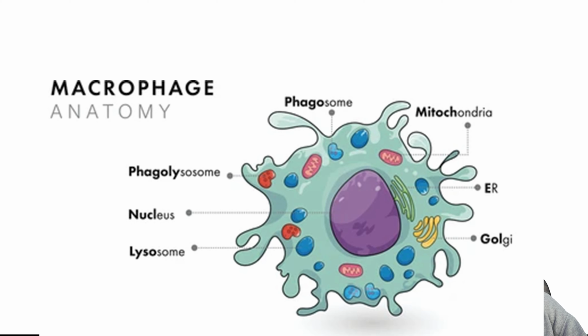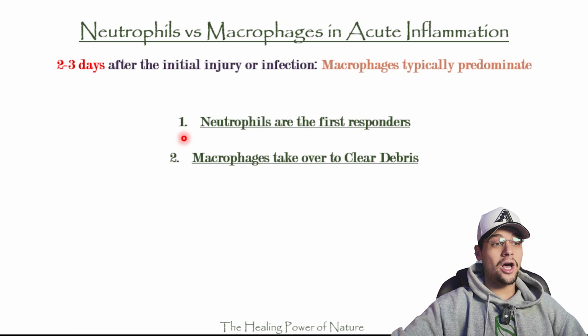So, transition from neutrophils to macrophages. Macrophages typically predominate in inflammation after neutrophils, usually around 2 to 3 days after the initial injury or infection. So neutrophils are the first responders and work quickly to phagocytose pathogens. However, after their initial response, macrophages take over to clear debris and help transition the inflammation from acute to a more chronic or healing phase.